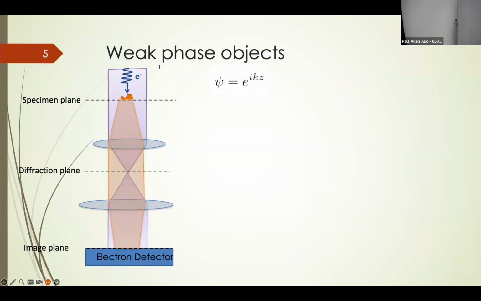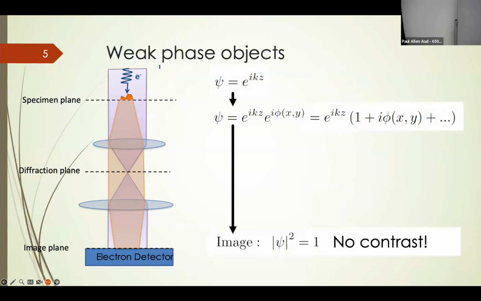Putting a bit of math to it, the incoming electron beam is a plane wave e to the ikz, and the specimen is a weak phase object. That means it applies a small additional phase shift i phi as a function of x and y to it. But since that additional phase shift is small, the second exponential can be Taylor expanded to 1 plus i phi. The electron detector cannot see phase shift. It can only see the absolute square of the wave function. The absolute square of that wave function is identically 1. That's why there is no image contrast.